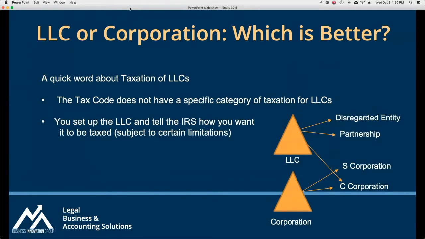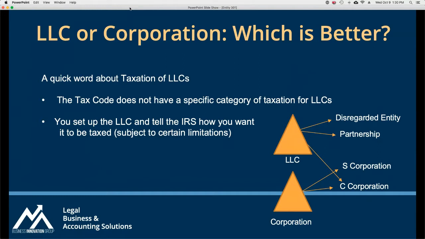And that goes back to a concept we've been talking about a lot over the past couple of webinars. And that's basically that LLCs really don't have a category under the tax code, right? An LLC instead can elect to be a sole proprietor disregarded entity, so it's on Schedule C or E. It can be a partnership, so it files Form 1065. It can be an S corporation, so it files 1120S, or it can be a C corporation, so it files 1120.